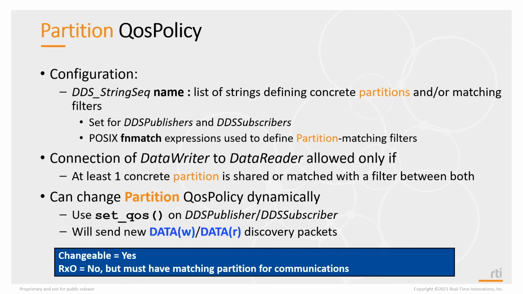So this is a changeable QoS, but we are not really using this as a request versus offered. You don't think of it as request versus offered. However, it is being used for the final matching of a data writer to a data reader. The Partition QosPolicy can be changed dynamically, and it's relatively low overhead to do so, except for the discovery packets on the wire, which are not that big. It is a lightweight way of controlling which data writers talk to data readers. At some point in time, you could have a data writer connected to a data reader, and then by changing the partition, they'll be disconnected, and by changing the partition again, they'll be connected again.